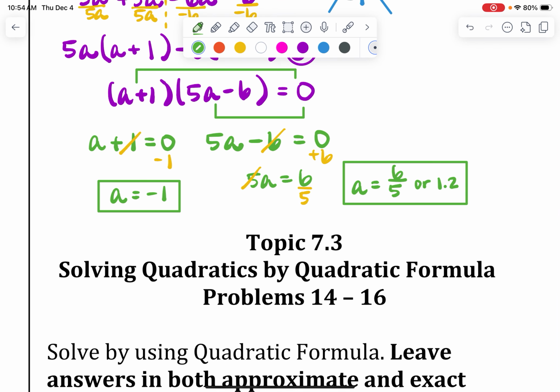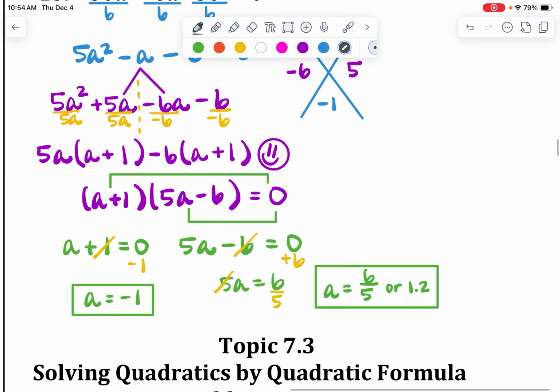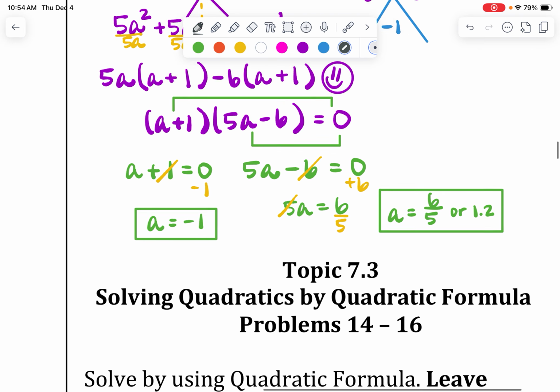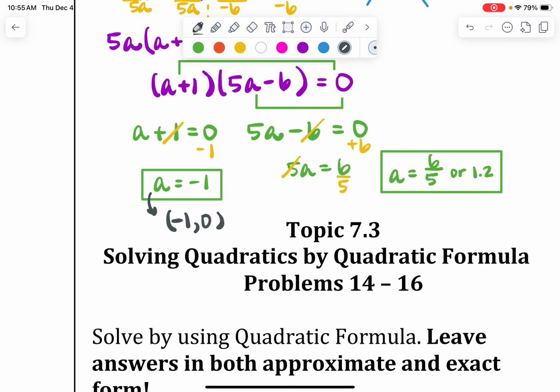There we go. Now, I know what I did not do, and sorry, I just thought about this. Technically, when we were doing this in class, we were writing our solutions as ordered pairs, right? So if our solution is x equals negative 1, that means that our actual solution as an ordered pair was negative 1, 0. And then same thing here, 1.2 comma 0, right?